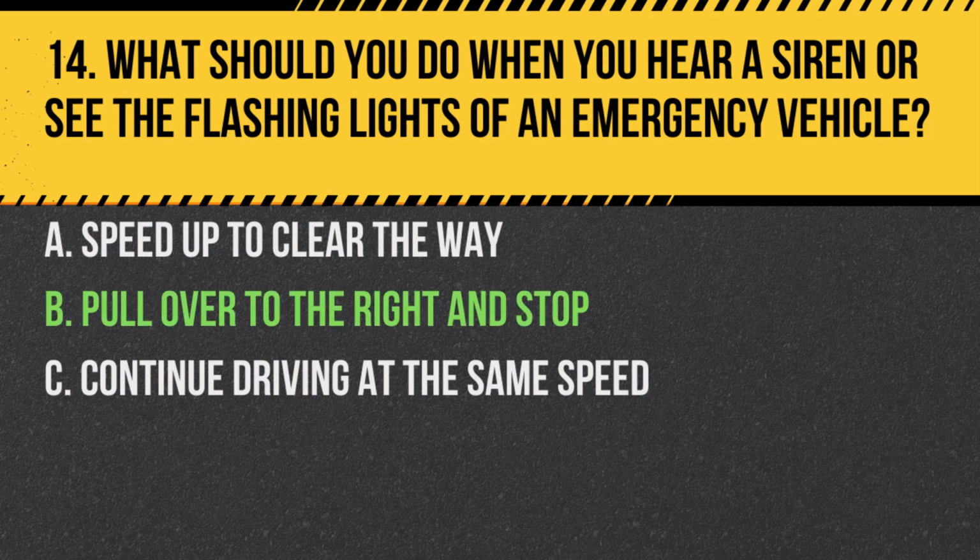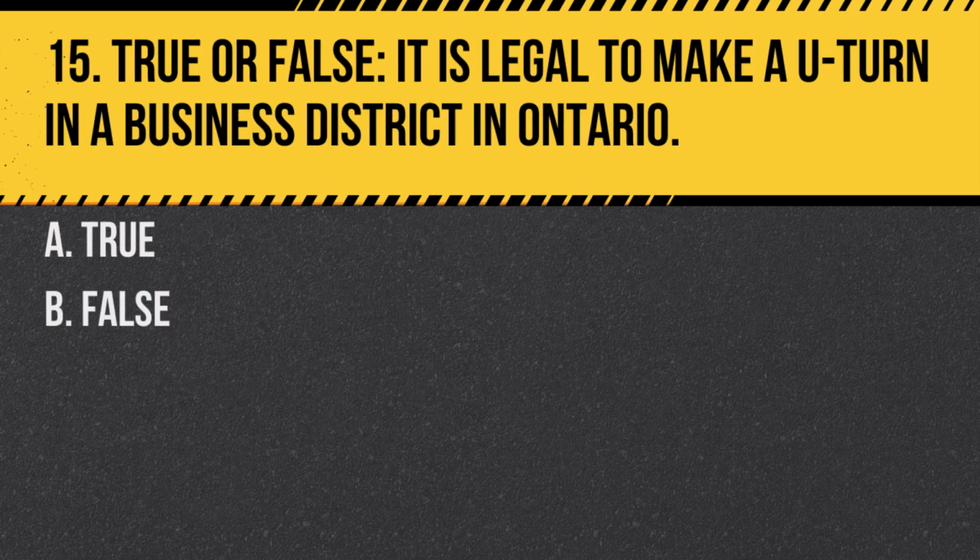Answer: B. Pull over to the right and stop. Make way for the emergency vehicle as quickly and safely as possible. Question 15. True or false? It is legal to make a U-turn in a business district in Ontario. A. True. B. False. Answer: B. False. U-turns are generally prohibited in business districts unless otherwise indicated by a traffic sign.